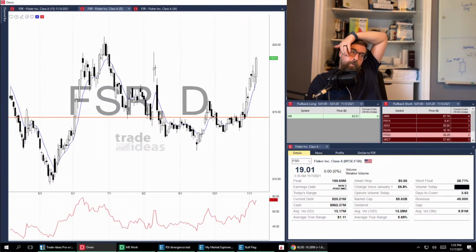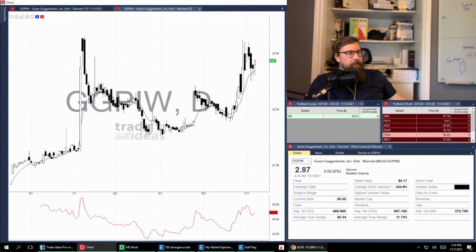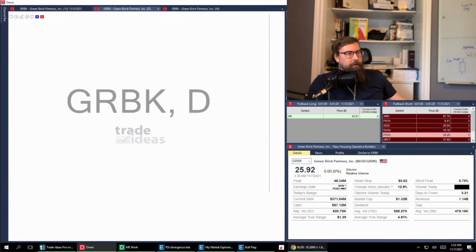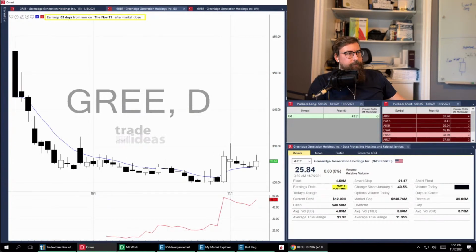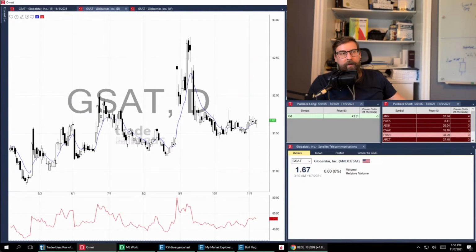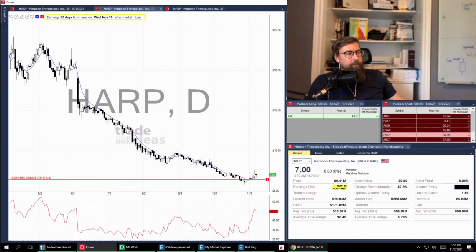Oh, Fisker's running too. I missed that one. I think I have some Fiskers in a longer term portfolio somewhere. But man, all the way into the G's and not a single thing that I like. And that's fine, right? I will be 100% fine if I go through all of my scans and find nothing that's interesting to me. Then there's nothing that's interesting to me.